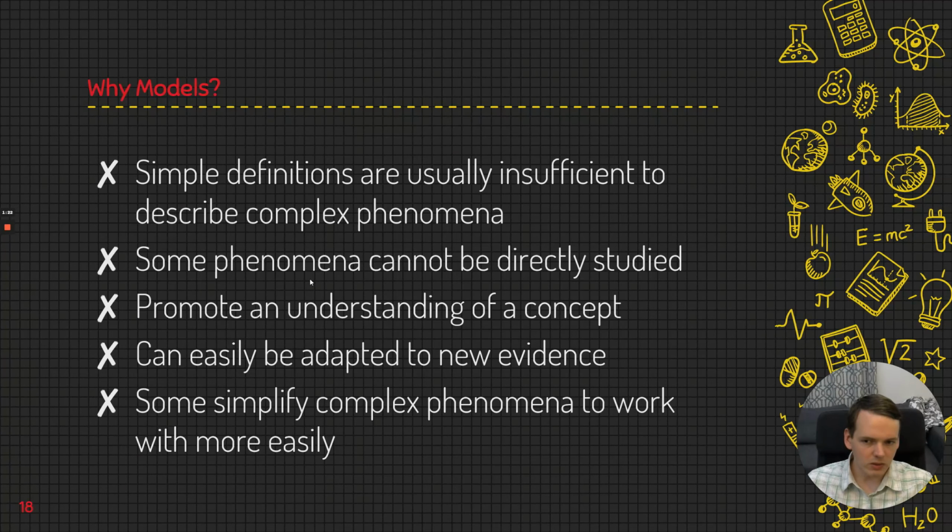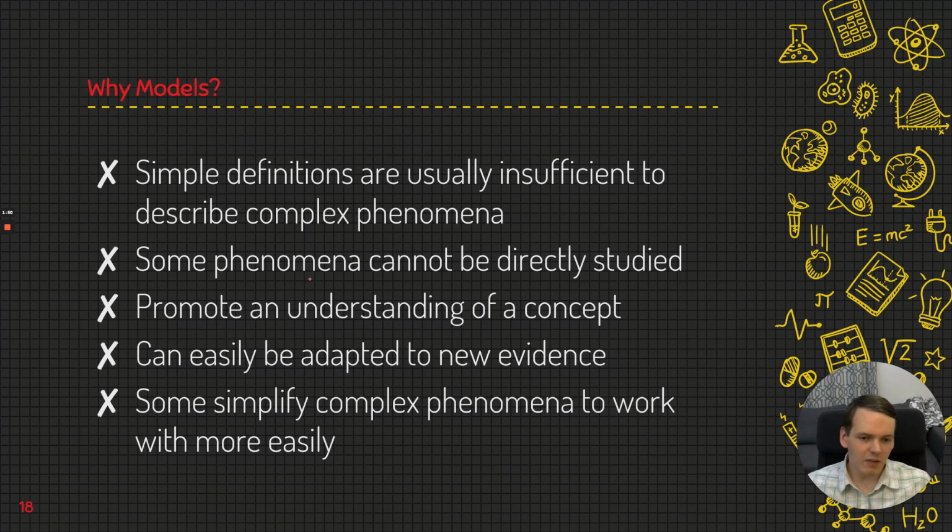Why do we use models? In physics and in science, there's a bunch of reasons, but basically simple definitions are usually insufficient to describe complex phenomena. If we do waves this year, you'll see how a wave is really hard to define using just words. But if we come up with a couple of statements, it's a lot easier to define it. We can say a wave is something that does these four things.